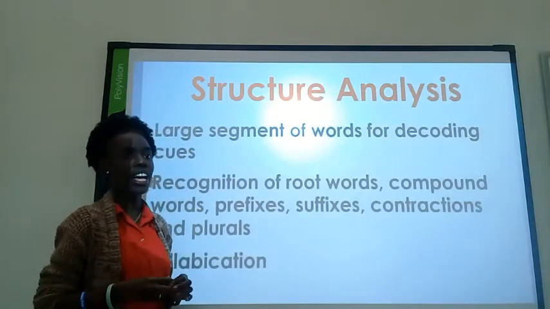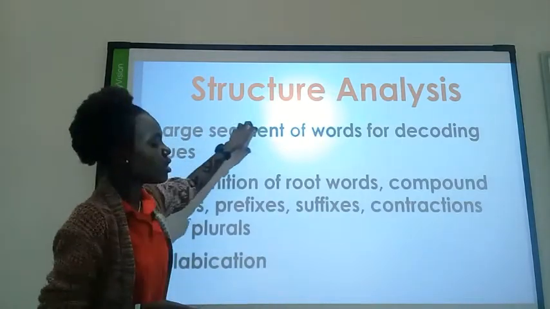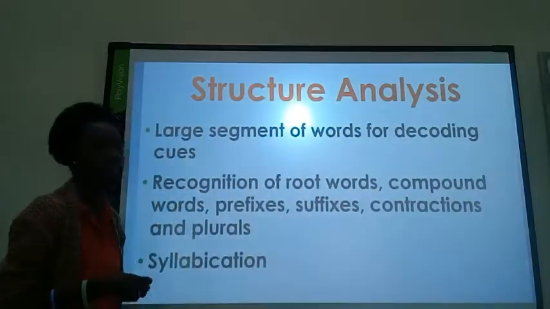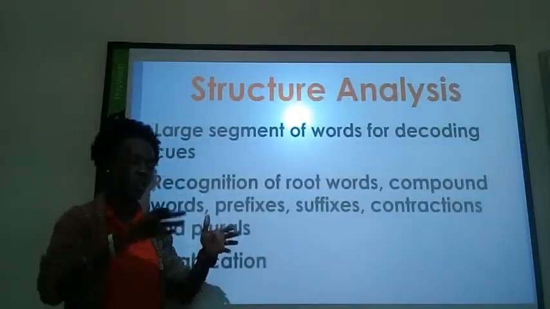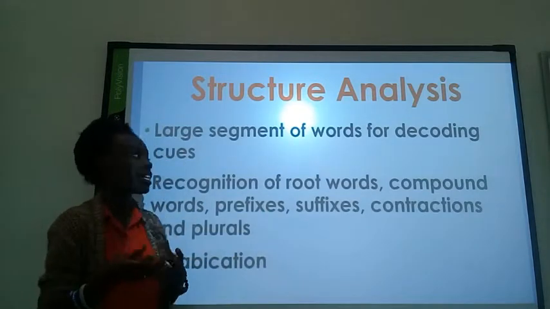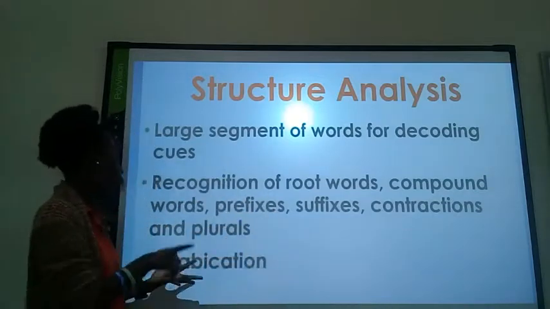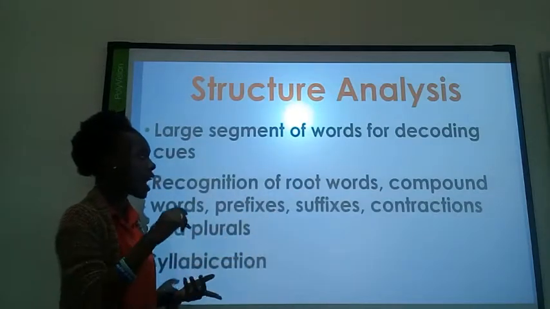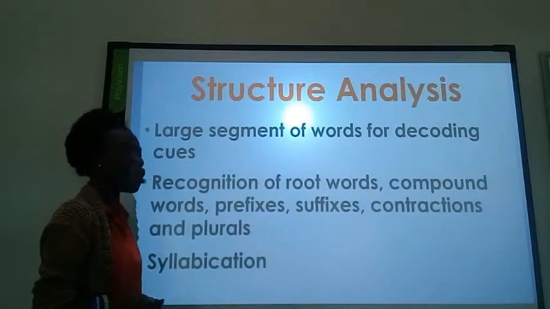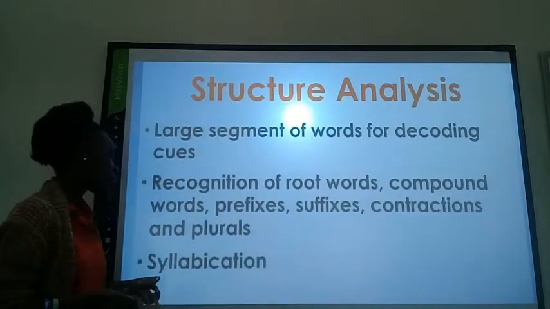Now with structure analysis, you're breaking up the word. You're taking the large segment of words and using it for decoding. And so I would look at this whole word and see how I can break it up into pieces to make it easier. The recognition of root words, compound words, prefixes, suffixes, contractions and plurals all help in the analysis of structure, as well as syllabication.